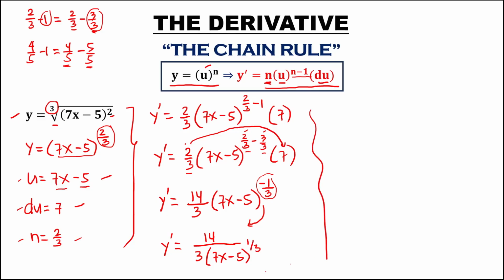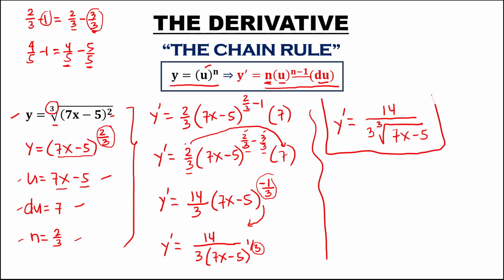Then we can write this one in radical. So we have y prime equals 14 over 3, then since the denominator is 3, this one is a cube root of 7x minus 5. So this is now the derivative.